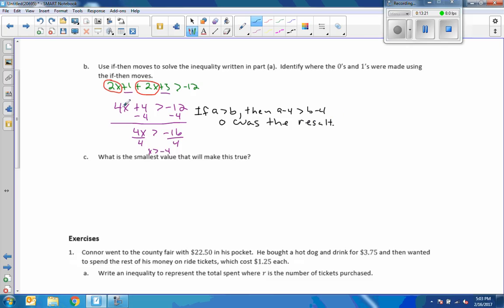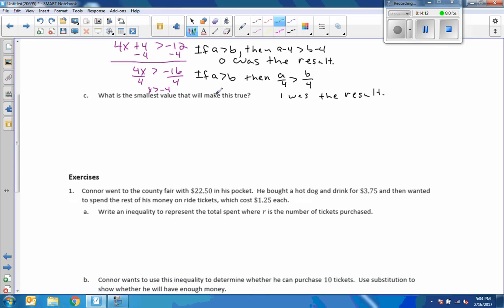Okay, so all I'm saying is if this is A, 4x plus 4 is A, negative 12 is B, subtract 4 from both A and B, and the inequality is still going to be the same, greater than. Then we say, if A is greater than B, then A divided by 4 is going to be greater than B divided by 4. And 1 was the result. 4 divided by 4 is 1x. And that's what they mean by if.